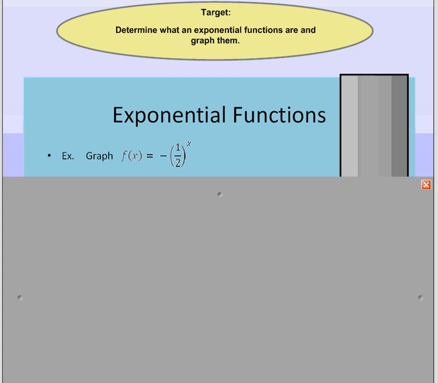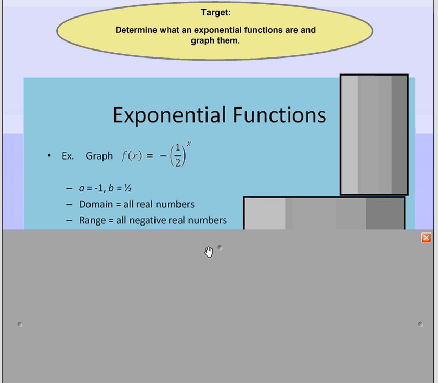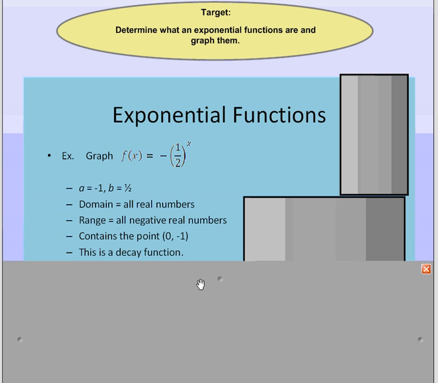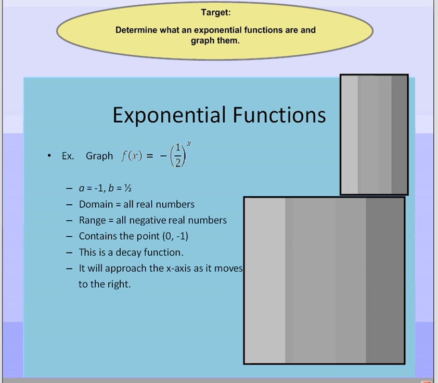We're going to graph this function. What do we know about this function? We have an a value of -1 and a b value of 1/2, which means the domain is all real numbers again. The range will be all negative real numbers because the a value is negative. It contains the point (0, -1). This is a decay function because the b value is between 0 and 1. It will approach the x-axis as it moves to the right, so it's actually going to decrease as it moves to the right. It's going to start high and go low.